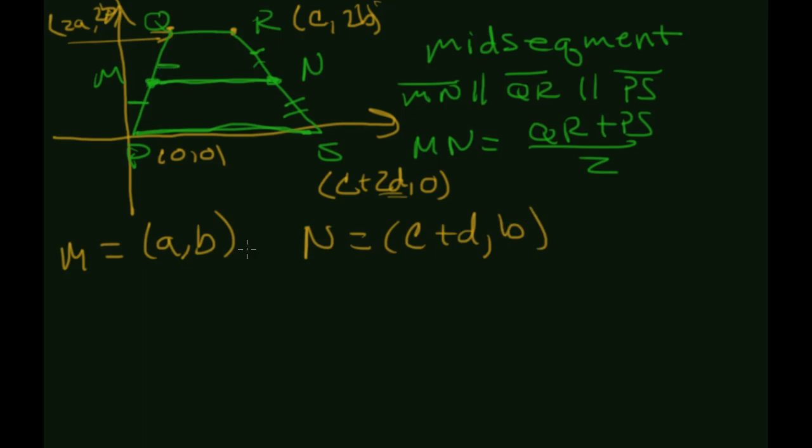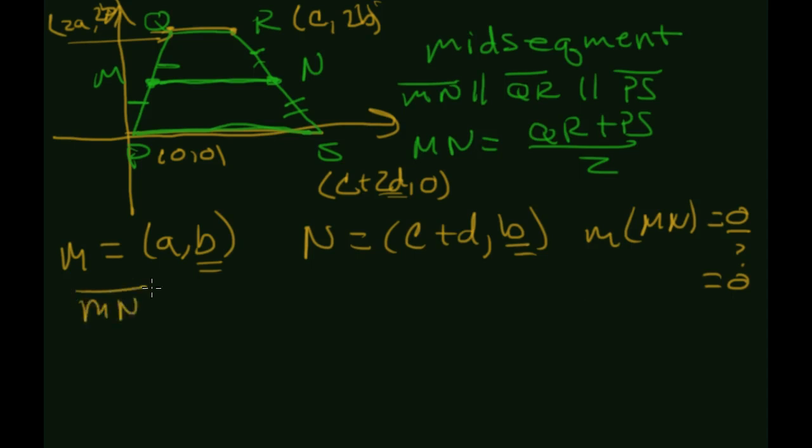Now note, these are not changing in the y direction. So the slope of MN has to be 0 over something, which makes it 0. So its slope is 0. Note, neither are the bases changing in the y direction, so all of their slopes have to be 0. So if the slope of all of them is 0, then we know that MN is parallel to QR, is parallel to PS, because they all have the same slope.